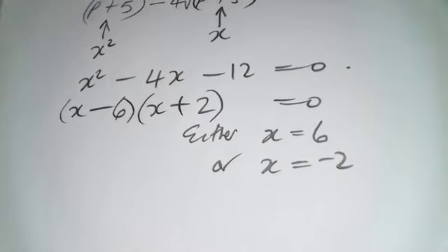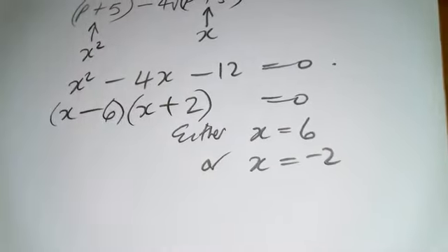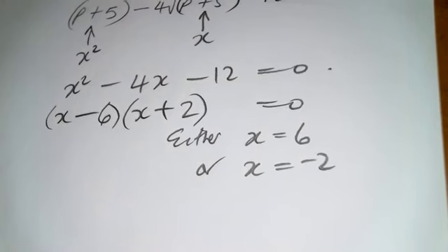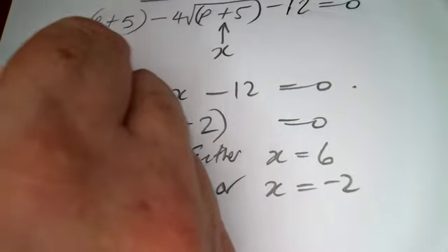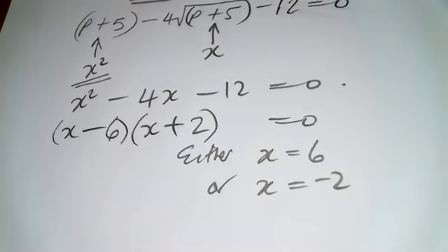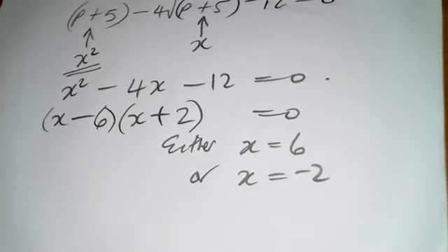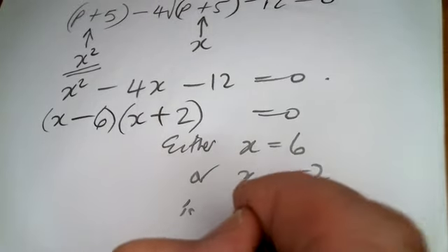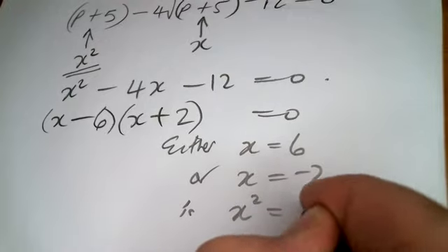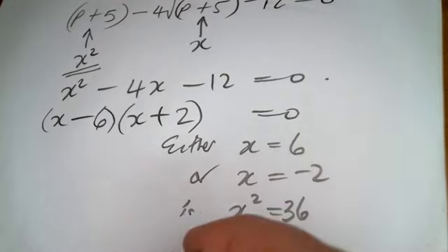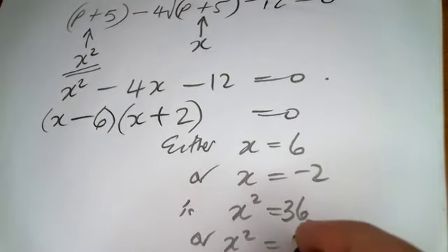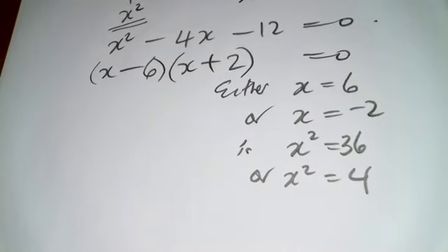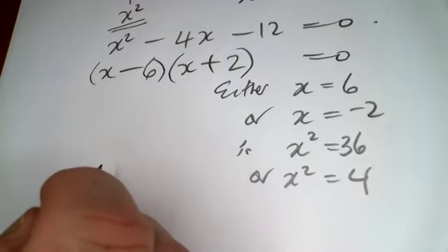Now we want to look at these in terms of p, and we know that we've got a square root of something, but we've also got an x squared. Much easier to deal with an x squared than lots of square roots. So let's just square these two folks. Therefore we could say x squared is equal to 36, or x squared is equal to 4. Negative 2 times negative 2 is going to be a positive 4.